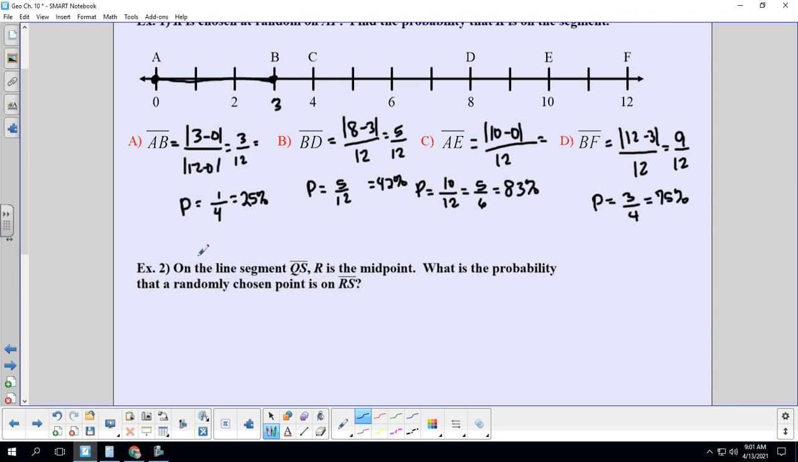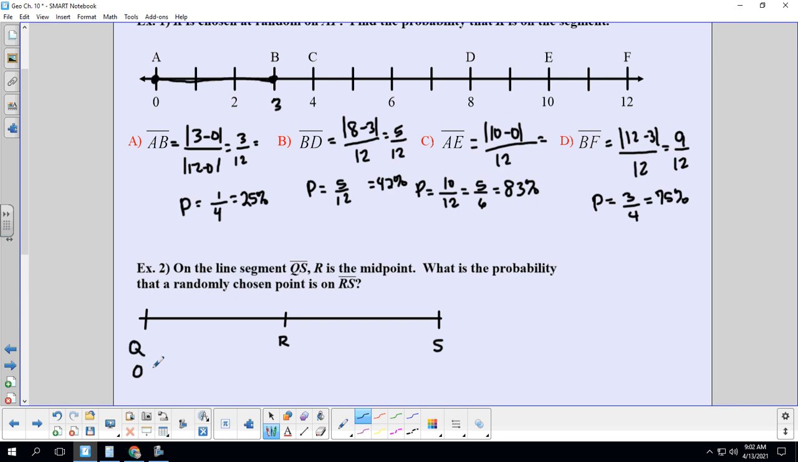Okay. On the line segment, so here's a situation where we're given a problem and we have to figure out our own picture. On line segment QS, R is the midpoint. Okay, so let's draw that picture. QS, R is the midpoint. What is the probability that a randomly chosen point is on RS? So if you are like, tell me, is this weird because I won't have any numbers? We can make up numbers.